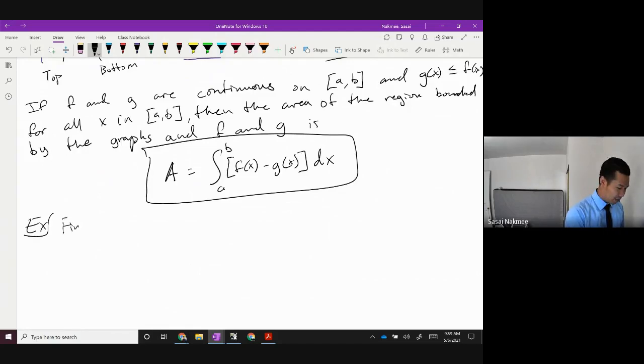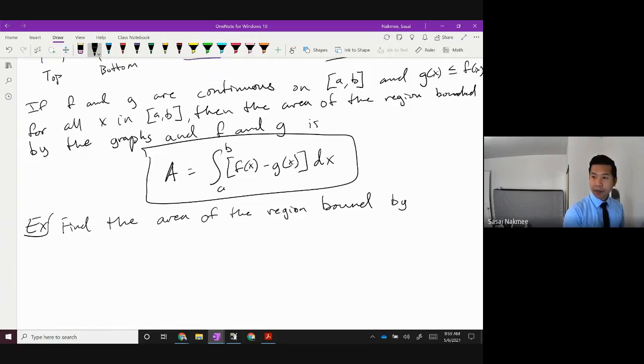Let's do an example here. Let's say I was asked to find the area of the region bounded by the following functions. Let's go with y is equal to x squared plus 2, y is equal to negative x, x is equal to 0, and x is equal to 1.